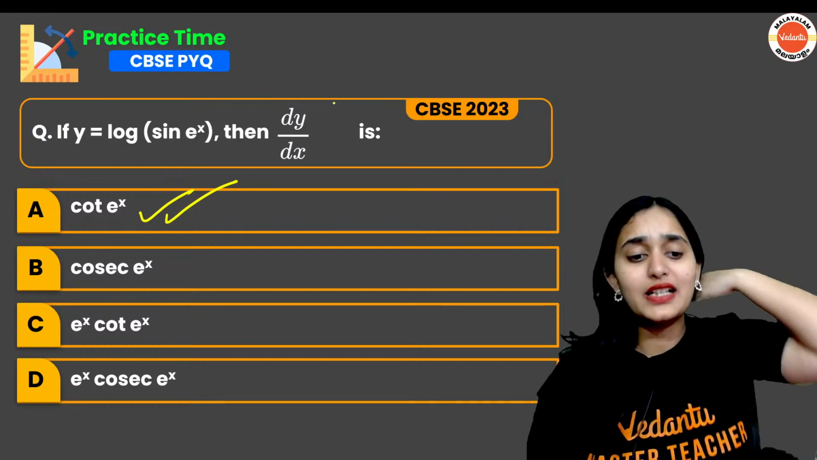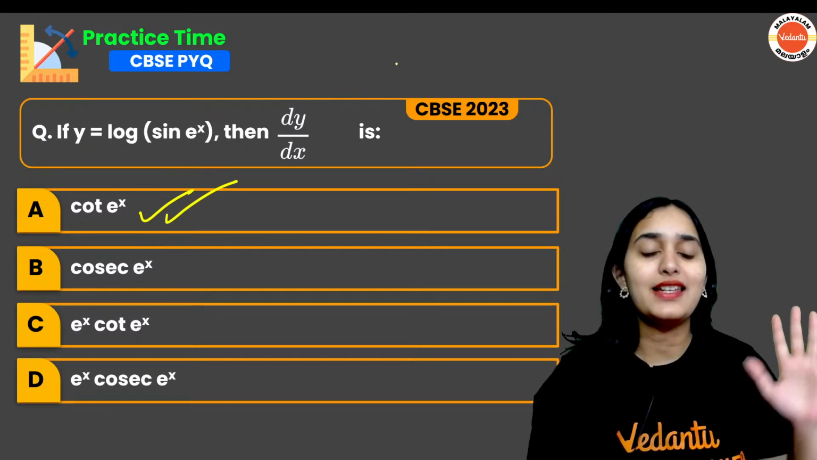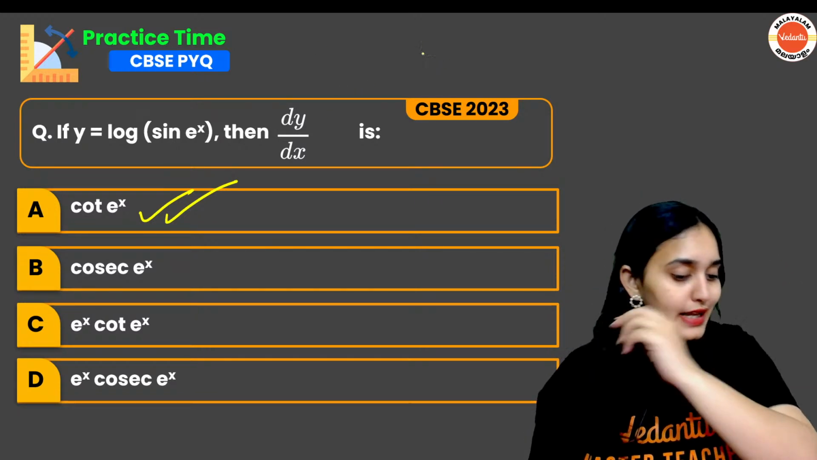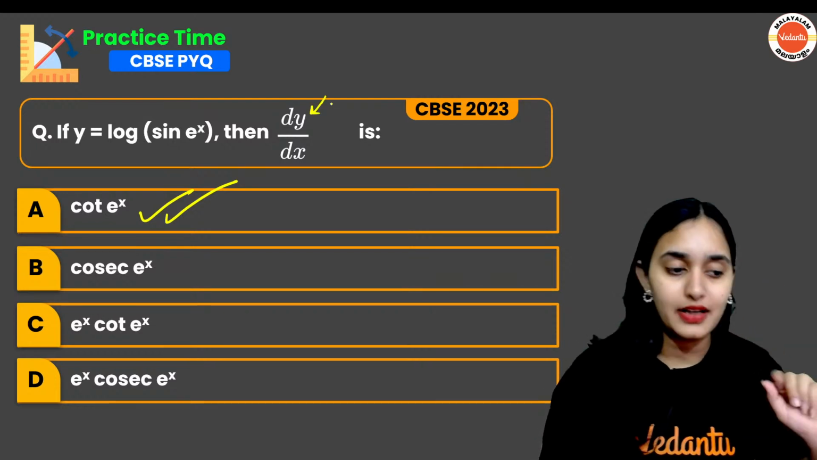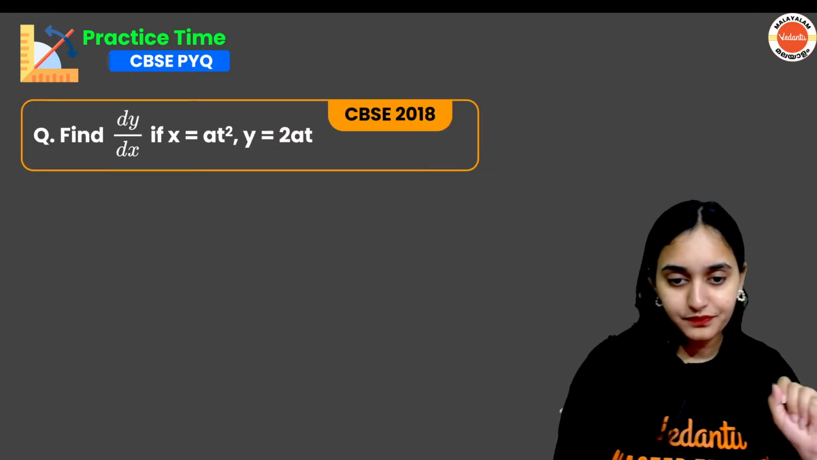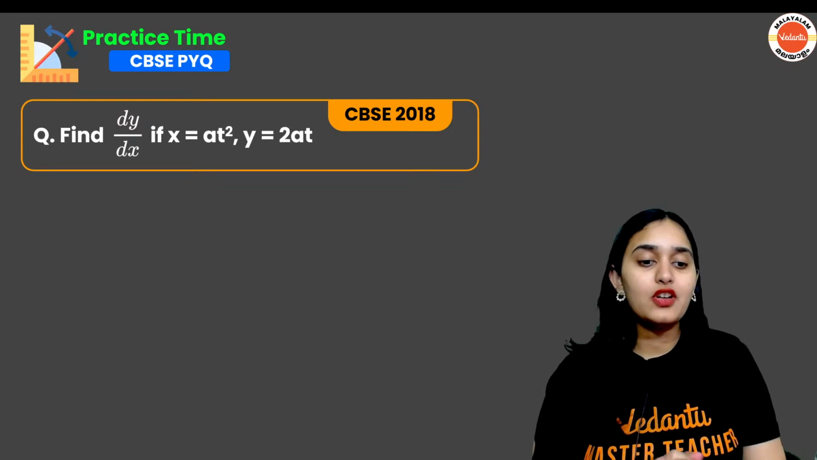Now this question will come only for 2 marks. It is very easy. Okay. Not more than that. You just have to find out the first order derivative. Clear? Okay. Last question of the day.